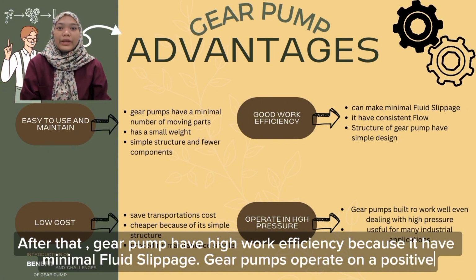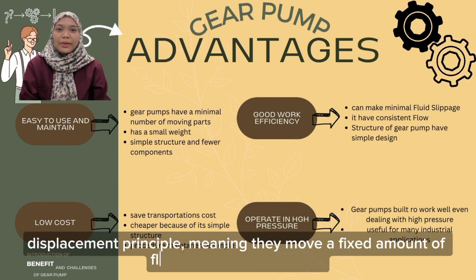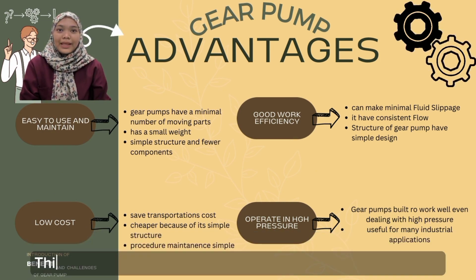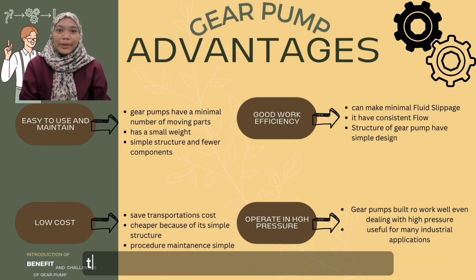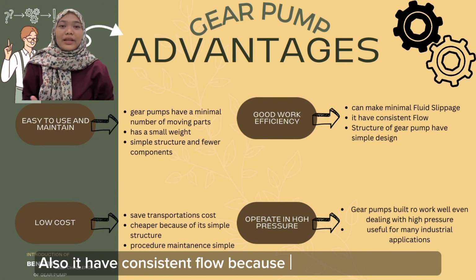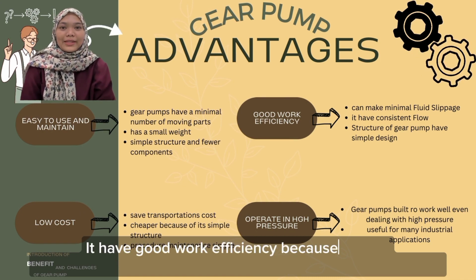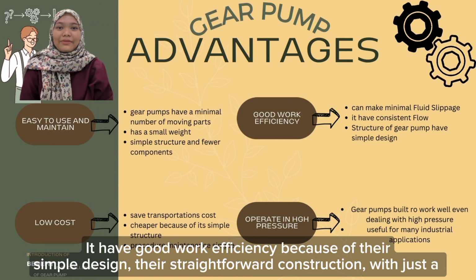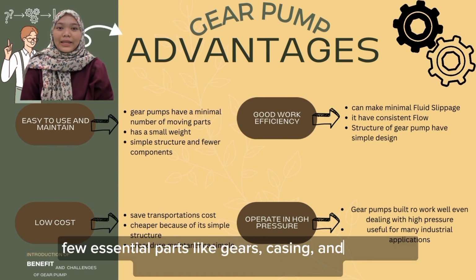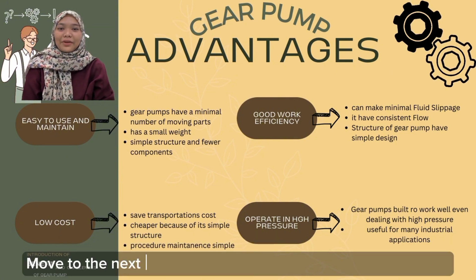Gear pumps operate on a positive displacement principle, meaning they move a fixed amount of fluid with each revolution. This design minimizes fluid slippage, ensuring that nearly all the pumped fluid moves through the system. Also, it has consistent flow because gear pumps provide continuous fluid. It has good work efficiency because of its simple design. Their straightforward construction with just a few essential parts like gear, casing and bearing contributes to their efficiency. The simplicity of the design reduces energy loss.